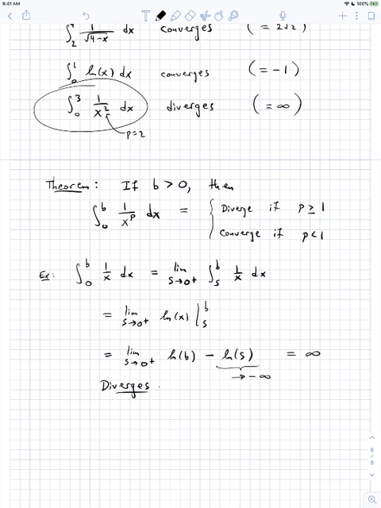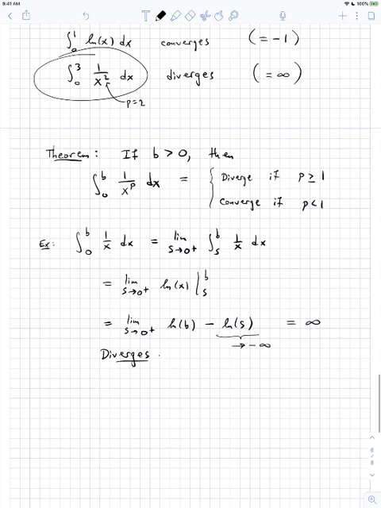So far we've talked about what to do if you have a discontinuity at the left endpoint and the right endpoint, but what happens if it's in the middle? That's also a possibility. So let's call that case 3.